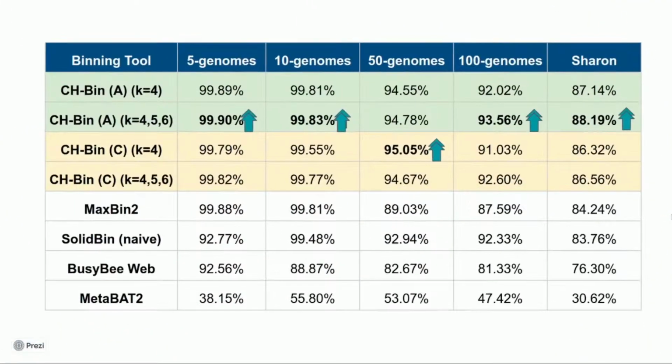This table shows a comparison of F1 scores of other state-of-the-art binning tools against CH-bin. As you can see here, as the general trend, the F1 score for K equals 4, 5 and 6 combination is comparable or better than that of F1 score of K equals 4. It is also worth noting that our binning tool CH-bin in any combination has shown an improvement over the existing state-of-the-art binning tools compared here.